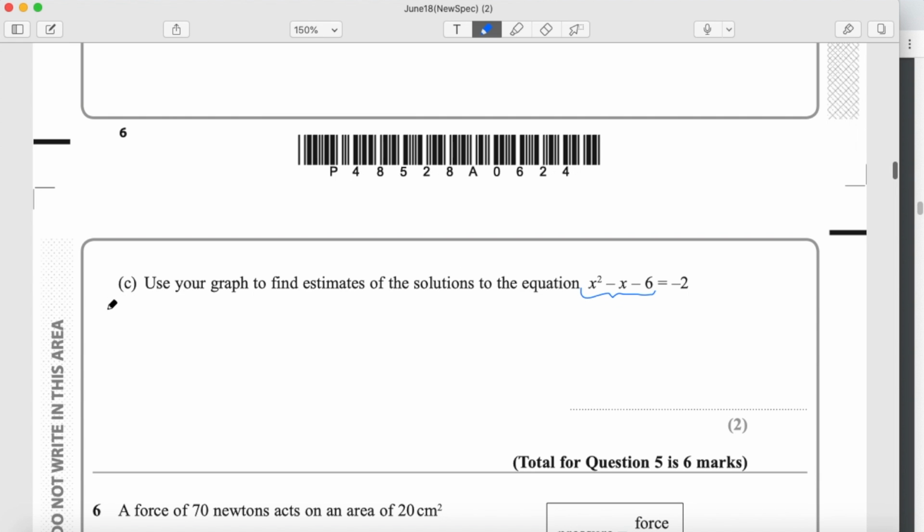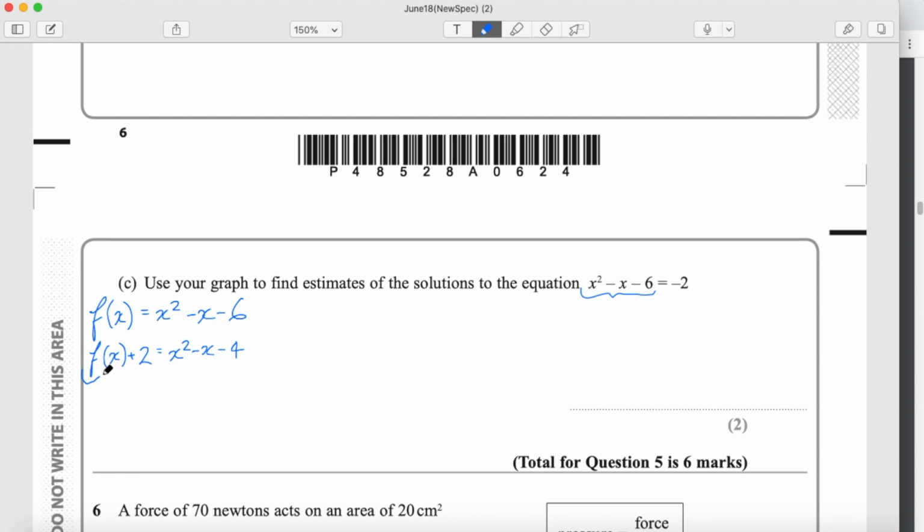So if we say that that is a function f of x equals x squared minus x minus 6. And now this looks like a transformation question to do with graphs. So to resolve this and to get our function equal to 0, we need to add 2 to both sides. So let's do that now. F of x plus 2 equals x squared minus x minus 4.